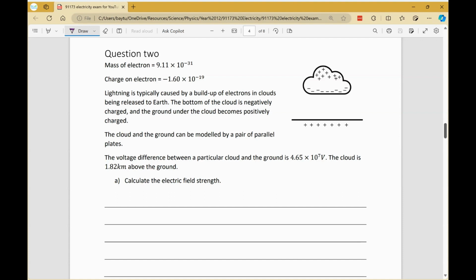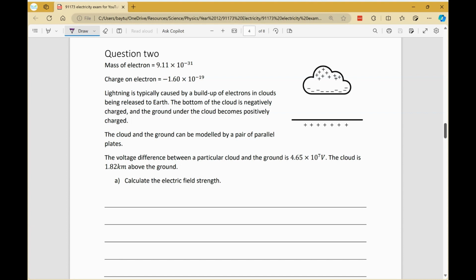Lightning is typically caused by a buildup of electrons in clouds being released to Earth. The bottom of the cloud is negatively charged, and the ground under the cloud becomes positively charged. We can see that in the diagram on the right. The cloud and the ground can be modeled by a pair of parallel plates.